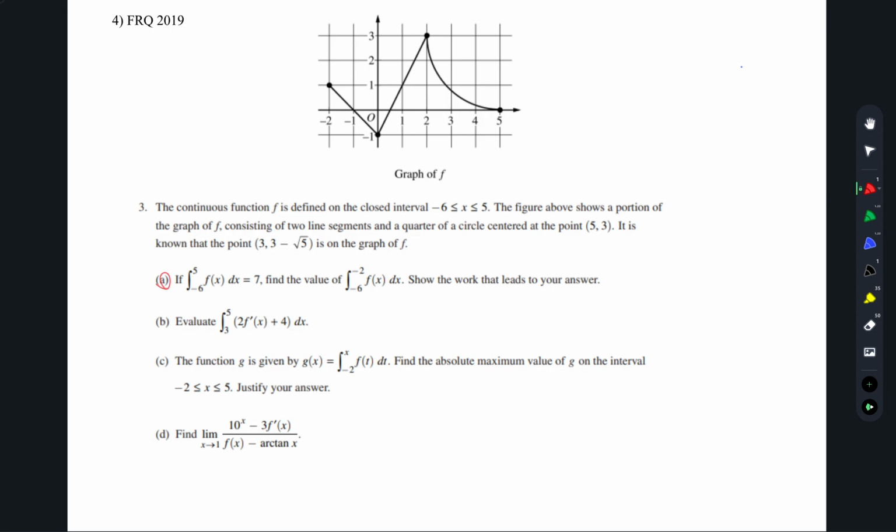Okay, so for part A. We have a continuous function f. We have line segments, a quarter circle. We've got this random point. That's gross, but whatever. If the integral from -6 to 5 of f of x dx equals 7, find the value of the integral from -6 to -2. Show the work for your answer.